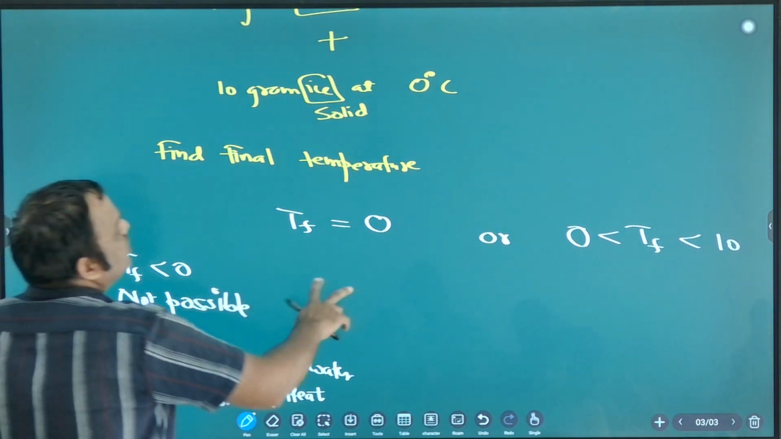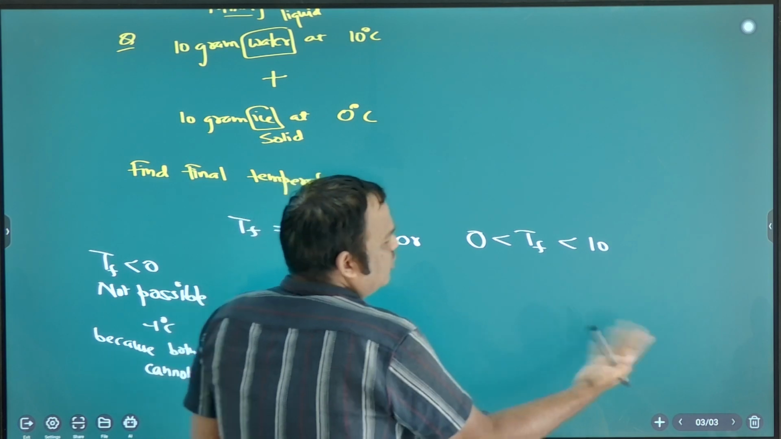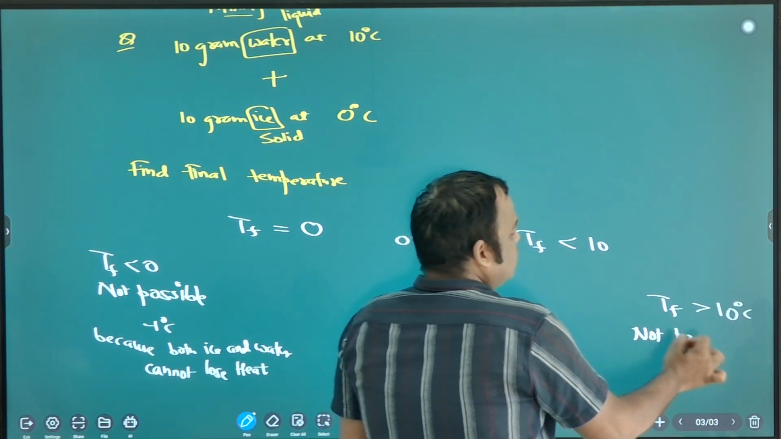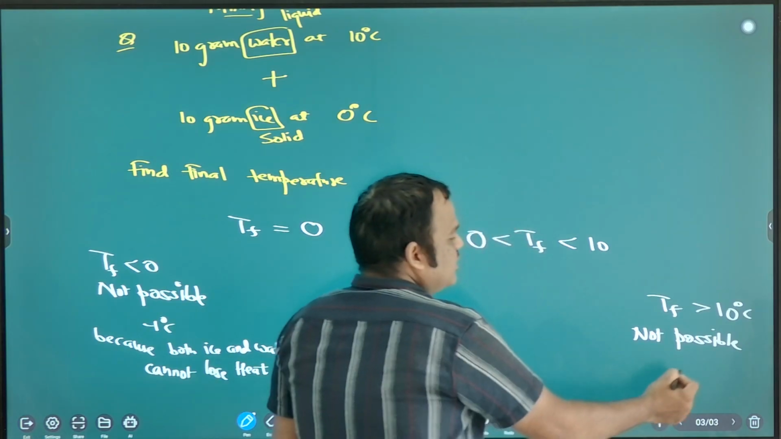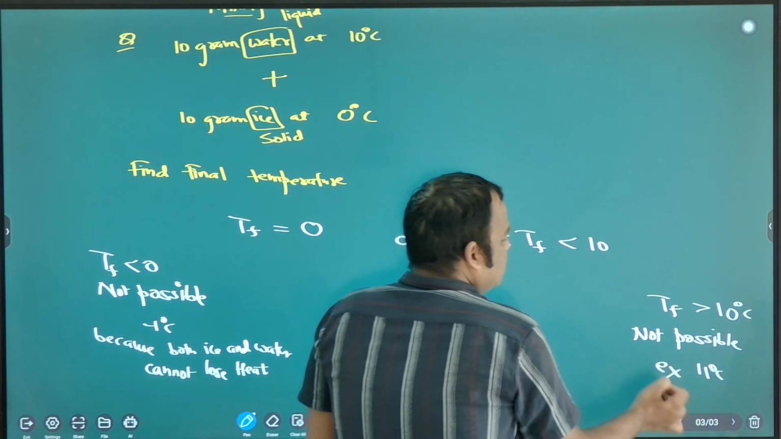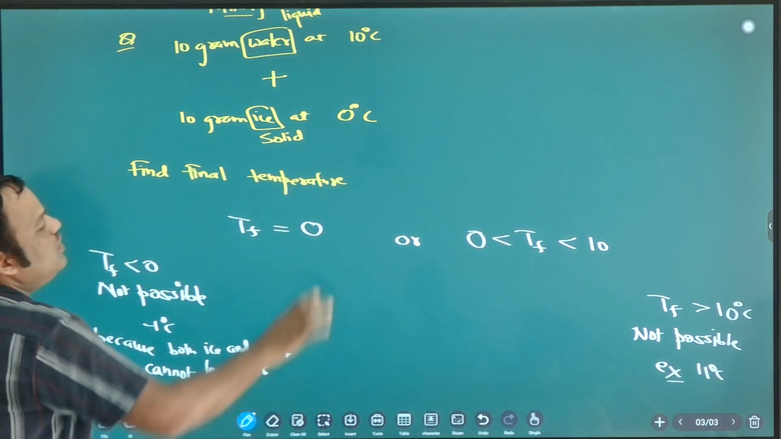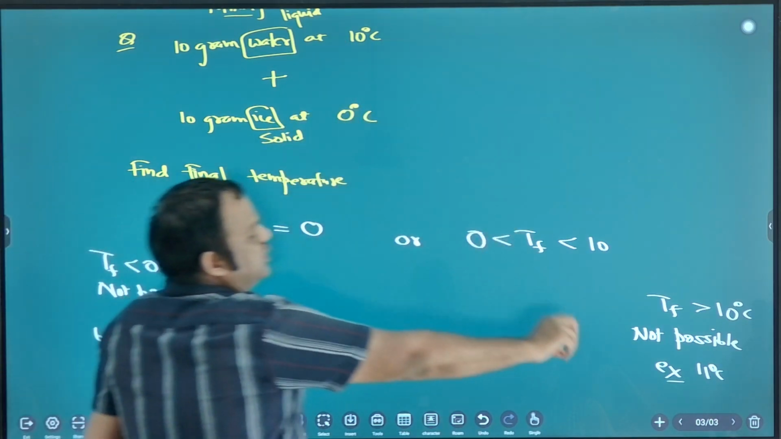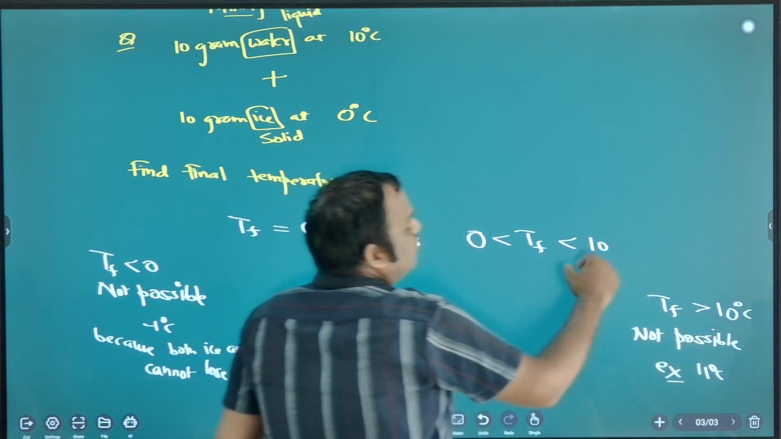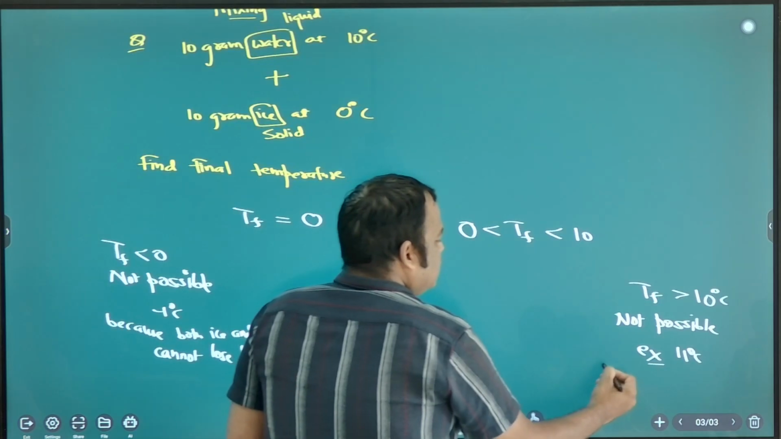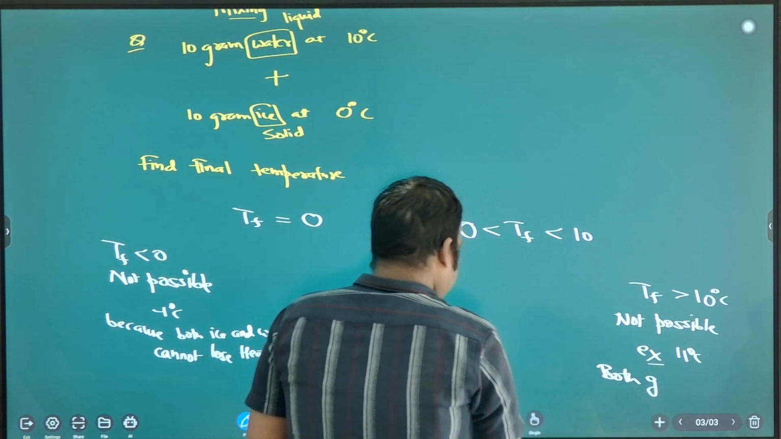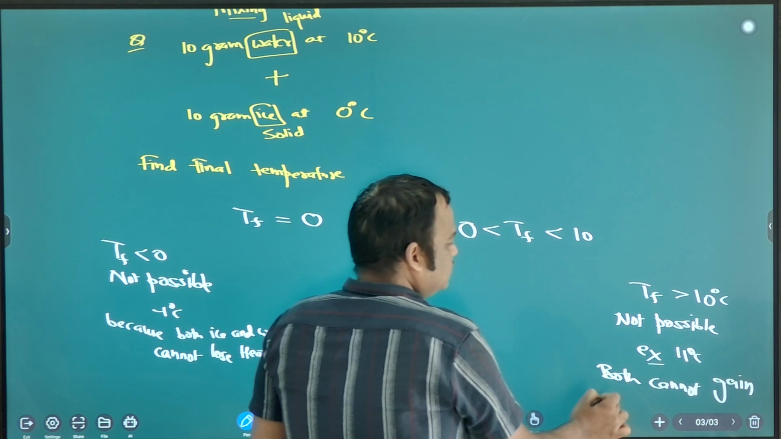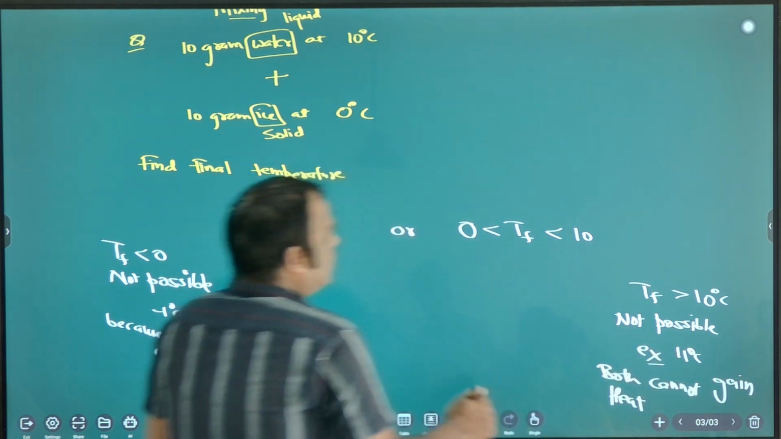Now tell me why a final temperature more than 10 degrees Celsius is not possible. Say, suppose 11 degrees Celsius. Why not possible? What is the initial temperature of water? 10. Initial temperature of ice? 0. If the final temperature is 11, it means both are gaining heat. Both cannot gain heat. So one should lose, the other should gain.